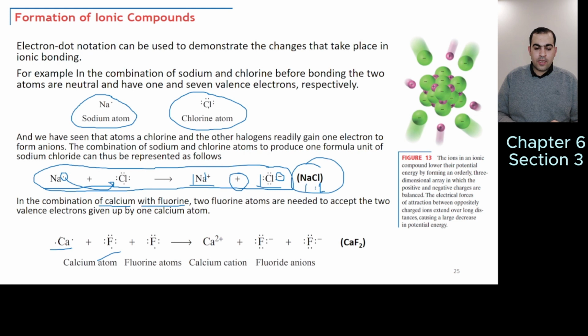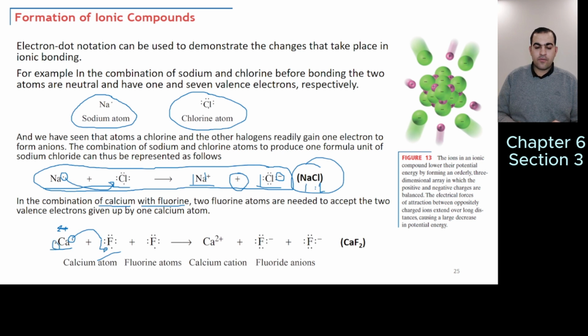But as we said, calcium loses 2 electrons, right? The charge will be 2 positive after losing. So it must lose 2 electrons. Each fluorine, we said, can get only what? 1 electron. So look, this one passes to this fluorine. It will be paired with this unpaired electron.